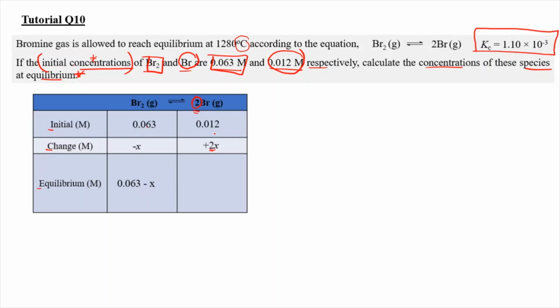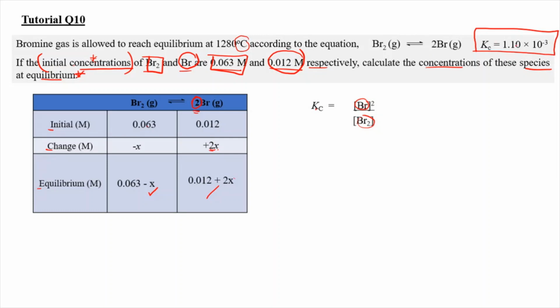And then at equilibrium, we're going to get 0.063 minus x, and for here, 0.012 plus 2x. So this is the concentration at equilibrium for both of these species. In order to calculate the concentration, we need to find the value of x first. So we know that our Kc is equal to the concentration of the product, which is Br squared, divided by the concentration of the reactant, which is Br2. So from the Kc here, we need to substitute our values. Br at equilibrium is 0.012 plus 2x, and our Br2 here is 0.063 minus x.